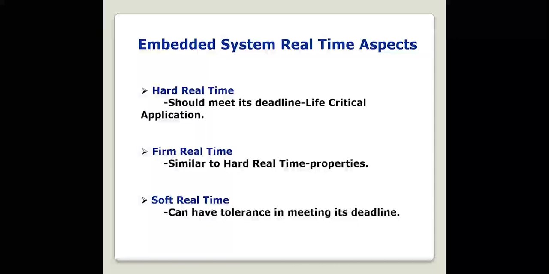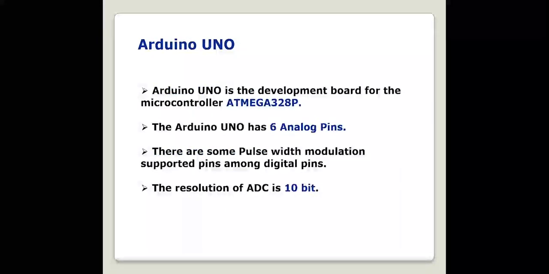We used Arduino UNO in this project. Arduino UNO is the development board for ATmega328P, which is an 8-bit microcontroller. The Arduino UNO has 6 analog pins, A0 to A5. There are some pulse width modulation supported pins among the digital pins. The resolution of ADC is 10 bits. The maximum voltage is 5 volts.